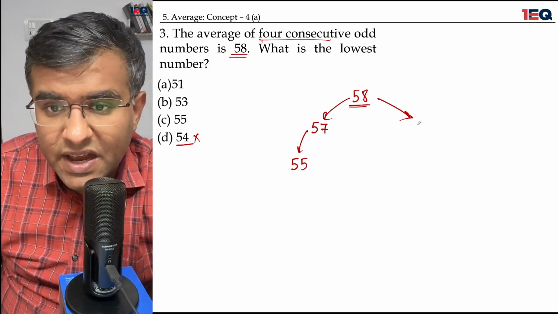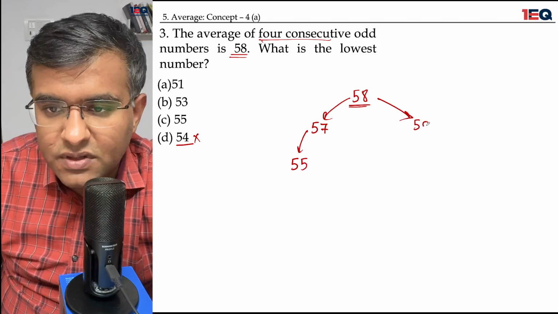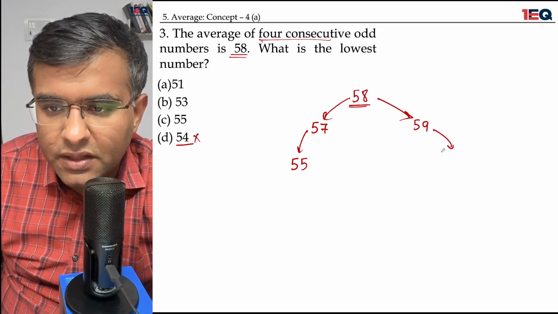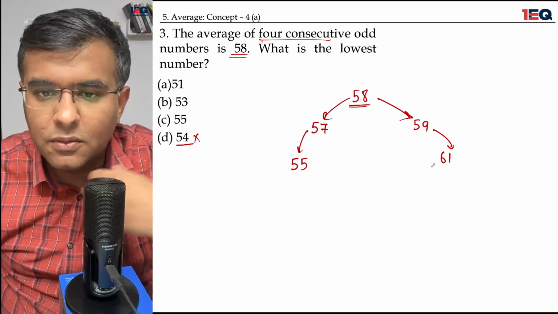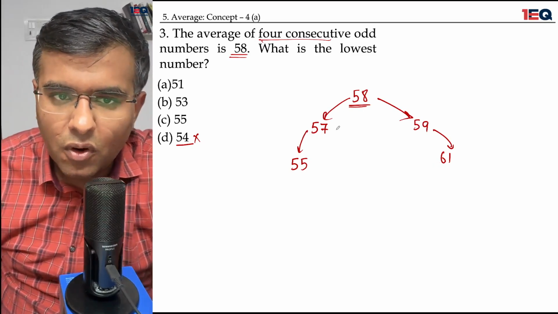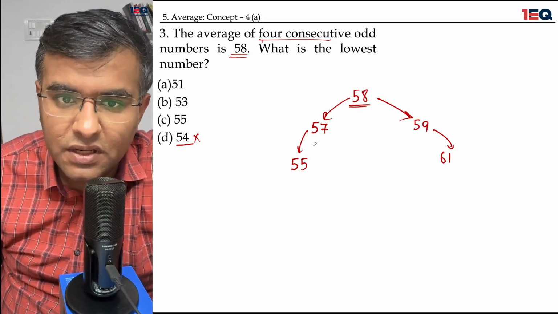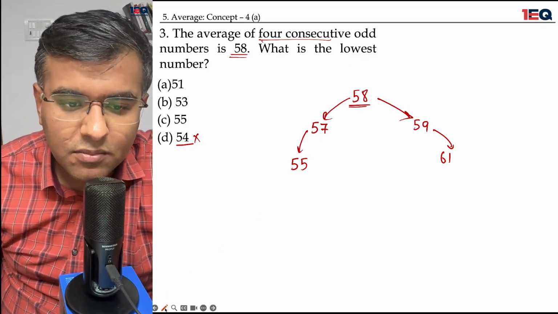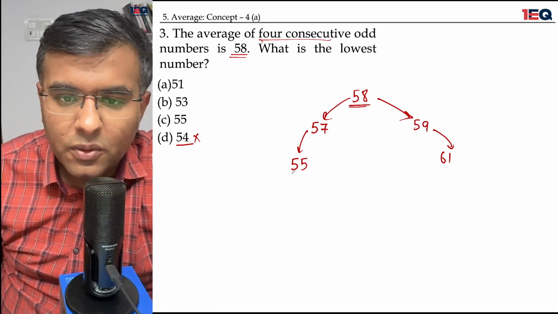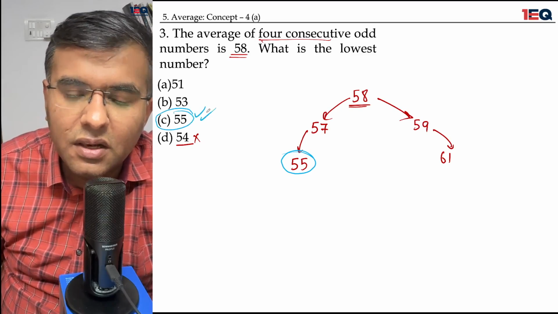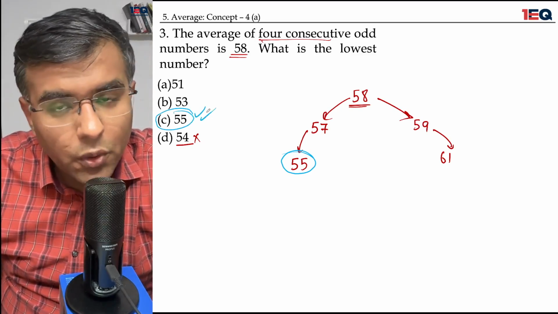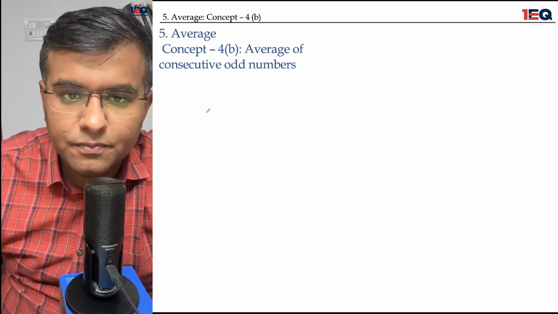What about the numbers higher than 58? I would start with 59 and then 61. 59 and 61. So these are the 4 odd numbers and they are also consecutive in nature. I need to find the lowest number out of the series. The lowest number seems to be 55, which is my final answer. Okay, so I'll move on.